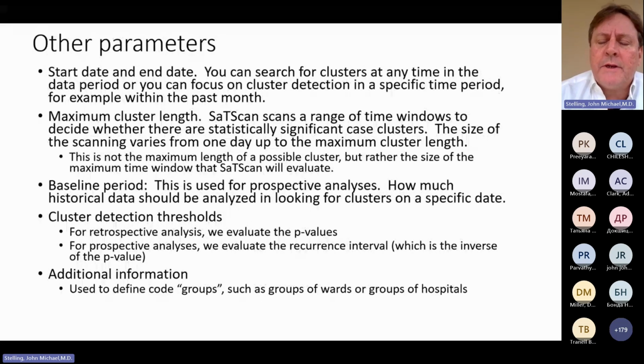SaTScan scans a range of time windows to decide whether there are statistically significant case clusters. The size of the scanning window varies from 1 day up to the value that you select for the maximum cluster length. This is not the maximum length of the cluster. That's an epidemiological concern. The outbreak will end whenever it wants to end. But it's the size of the time window that SaTScan is evaluating.